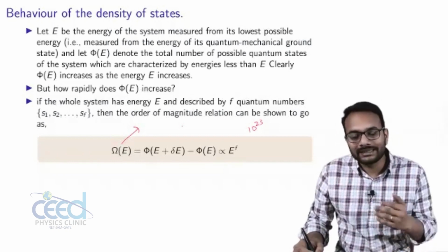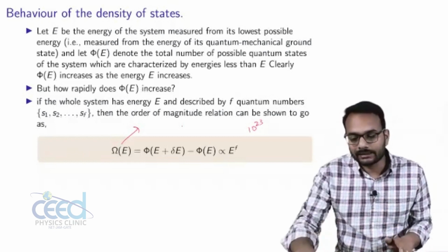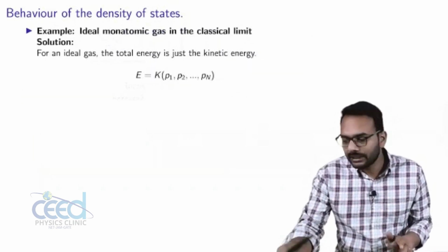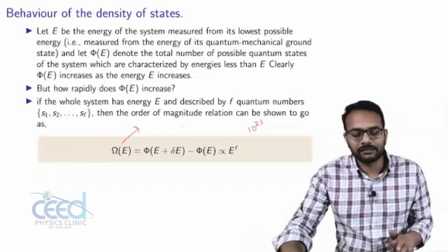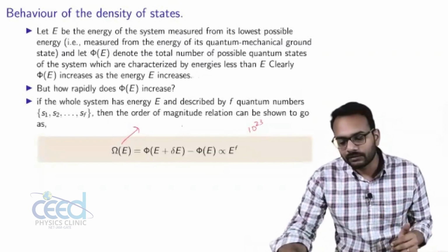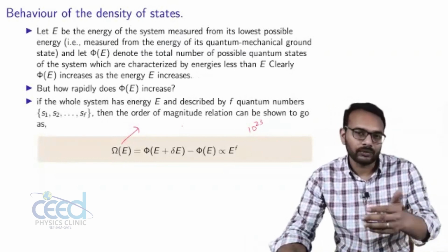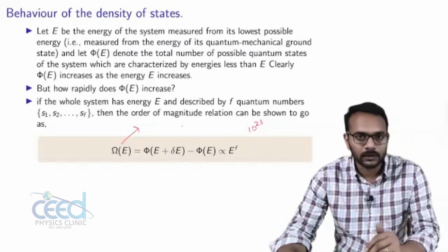We'll see this in the case of a classical ideal gas. Let's try to appreciate this fact. We didn't go into the details of the derivation, but we'll do that as part of the problem of the classical ideal gas, and we'll see that we get this kind of result over there also.